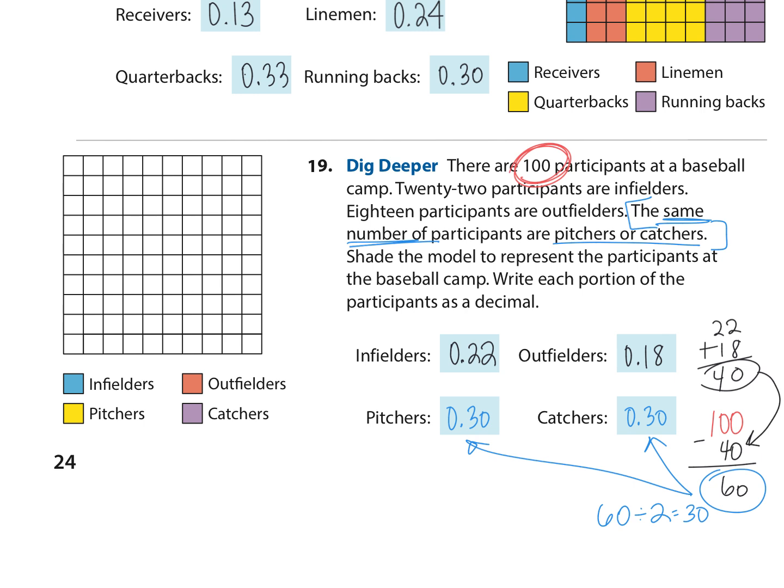So you need to get your colors out. If you haven't already, get your colors out. Infielders are blue. So 22 squares should be blue.